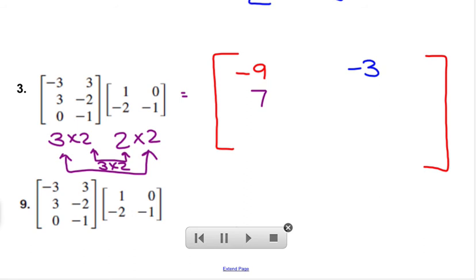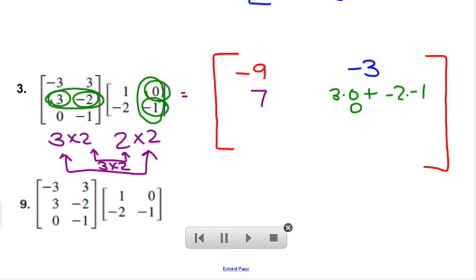All right, still in that second row, now we're going to the second column. So 3 times 0 plus -2 times -1. 0 plus 2 is 2. So that next element is a 2.